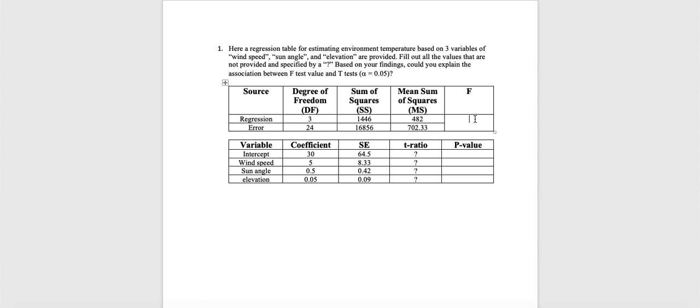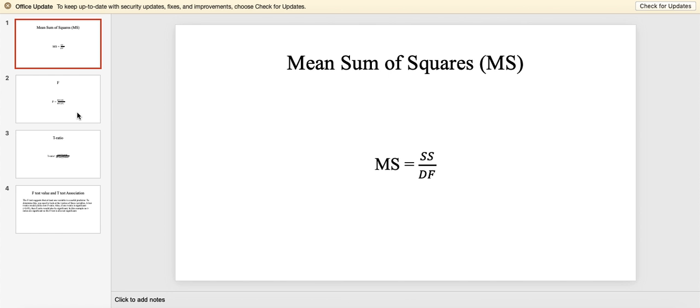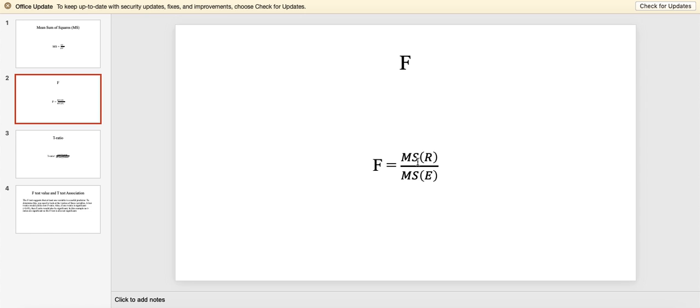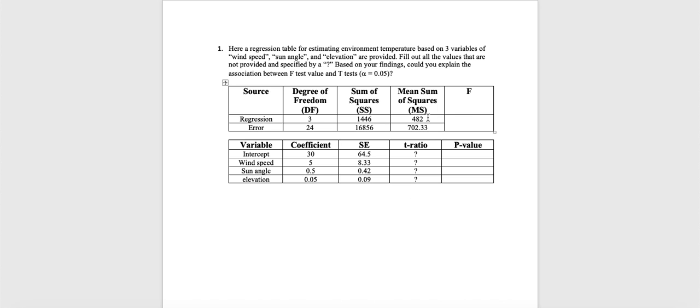And our f for this, the formula for that, is our mean sum of squares regression divided by our mean sum of squares error. So 482 divided by 702.3 repeating is going to give us 0.686. So now all we have to do is find our t ratios for all of these variables.